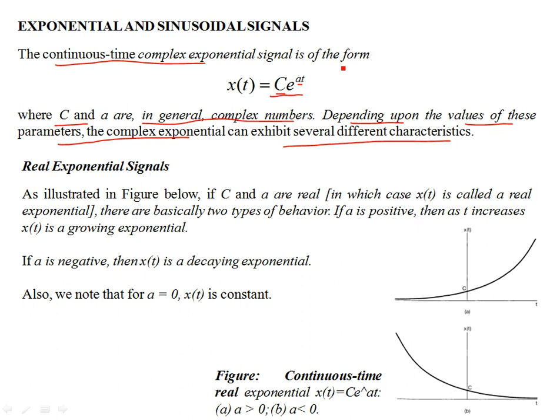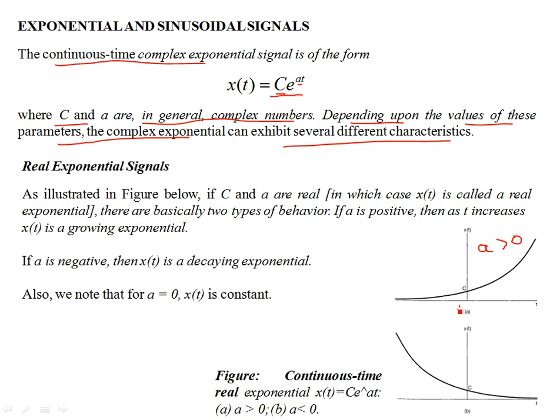For example, if both c and a are real, then as illustrated in this figure below, you see, if a and c are real and a is a positive quantity, so in graph A, you have a greater than 0, then it shows a phenomenon which is growing exponentially with time. So the signal is showing a phenomenon which in time is growing exponentially.